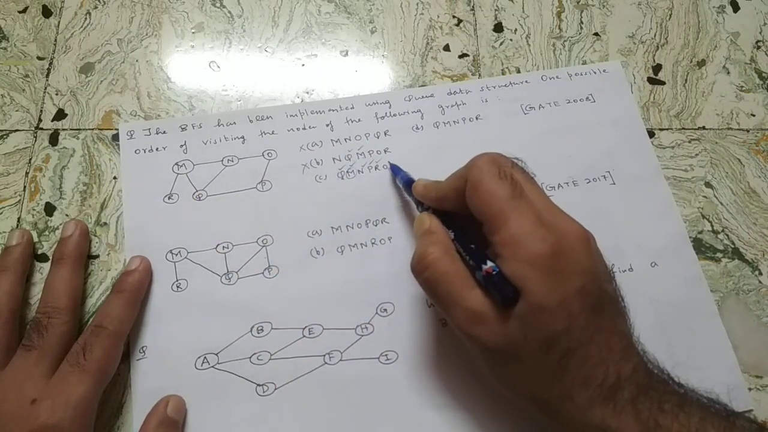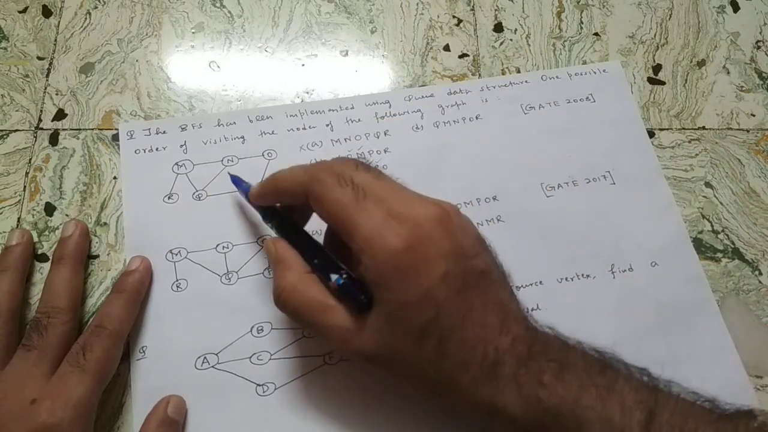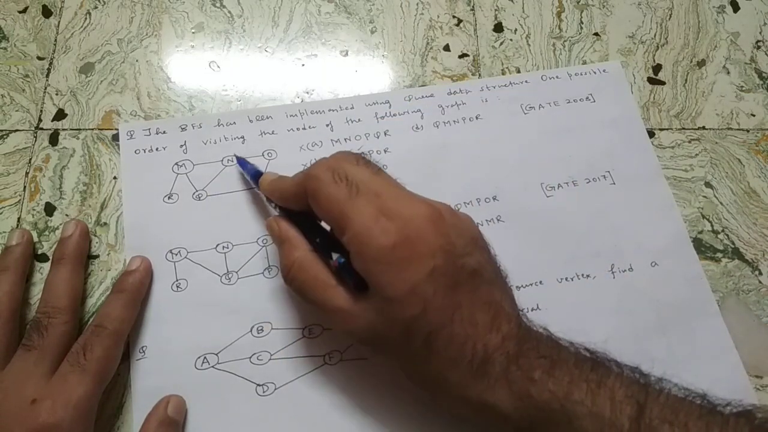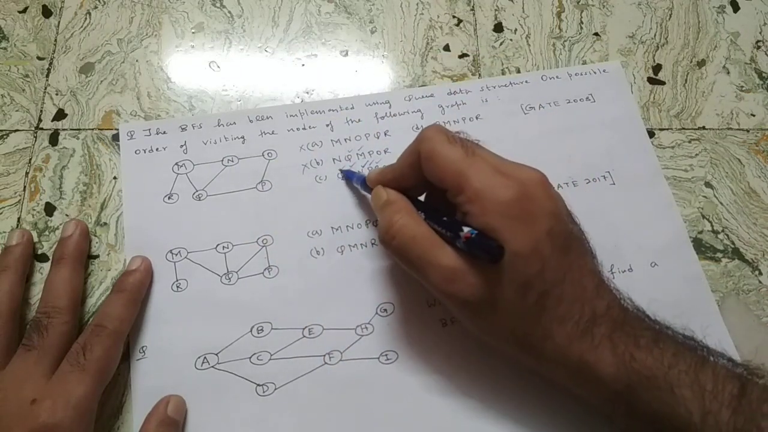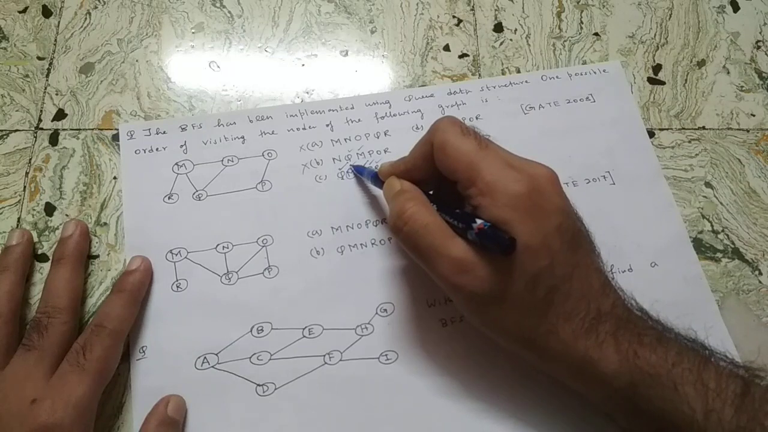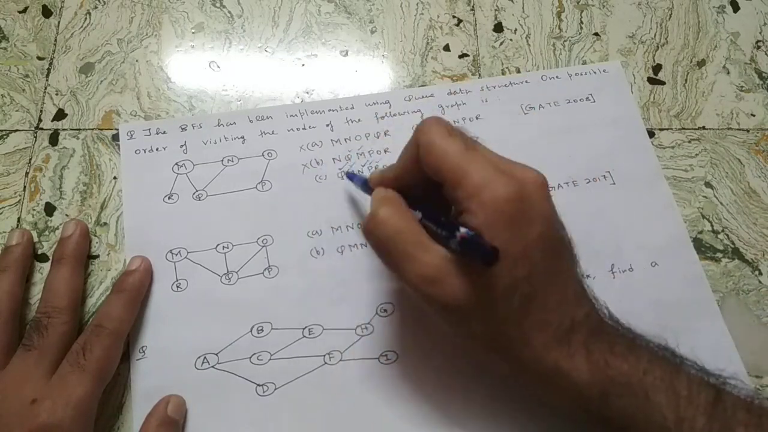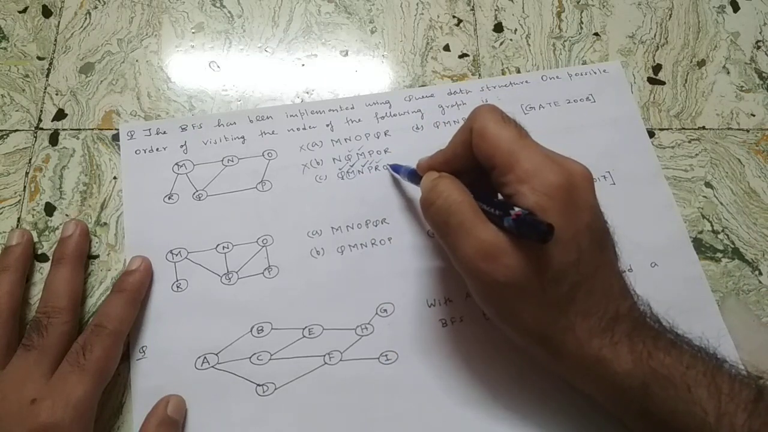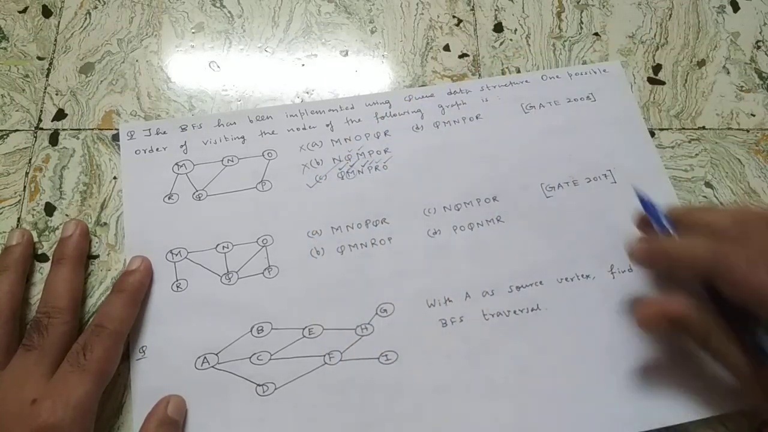Now I'm left with only O. The next vertex that I'll consider is N. What are the adjacent vertices of N? Q, M and O. Out of Q, M and O, I can find that Q has been visited. M has been visited as well. And I'm left with O. So I'll visit O. So this is the correct option.